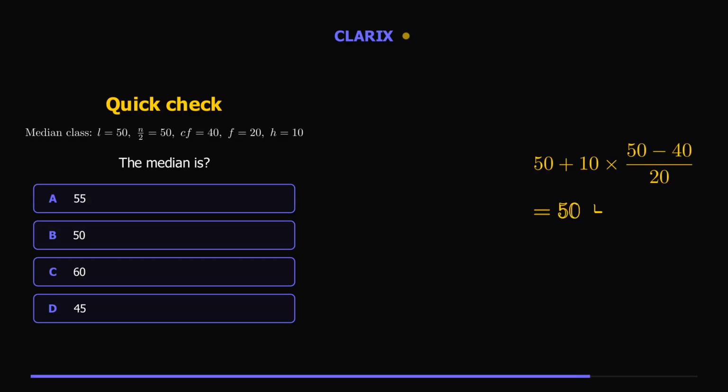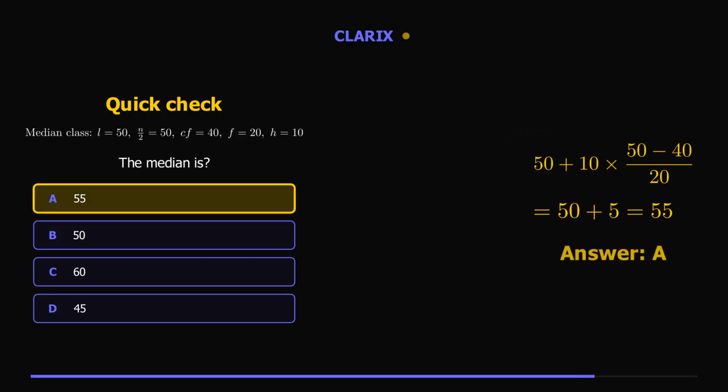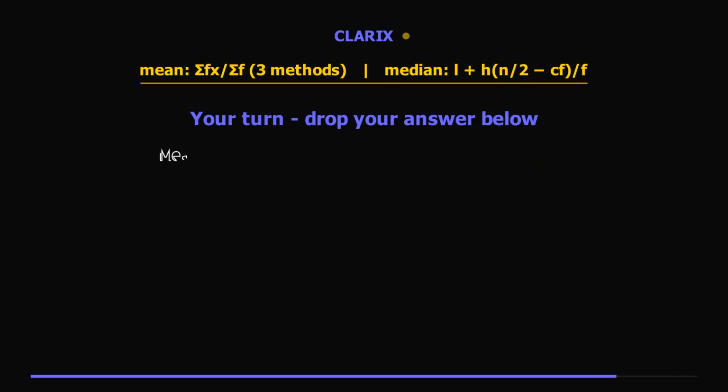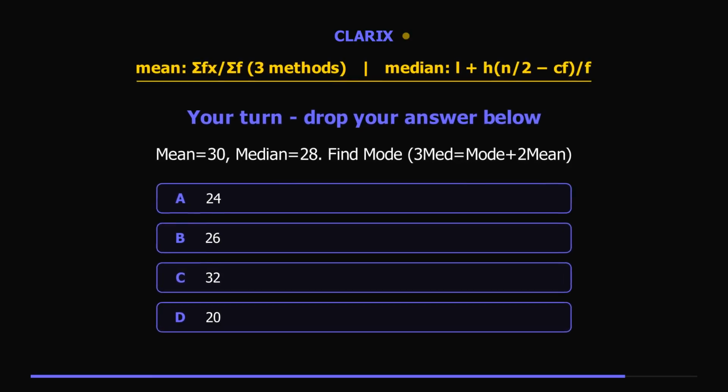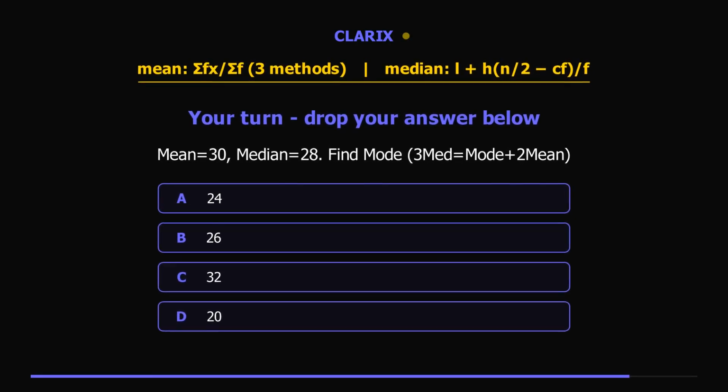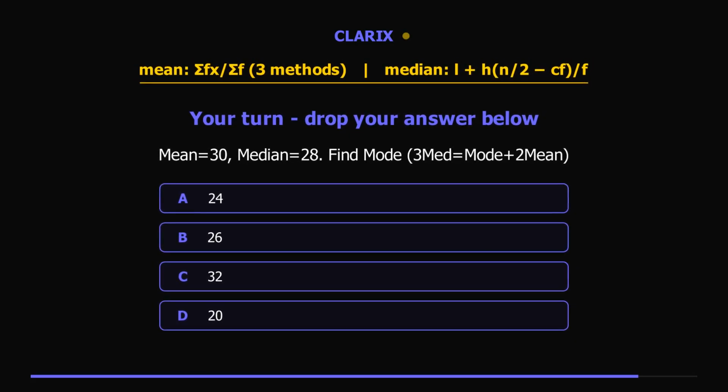Median equals L plus h times n over 2 minus CF over f. That's 50 plus 10 times 50 minus 40 over 20, 50 plus 10 times 10 over 20, 50 plus 5, which is 55. Option A. Lock it in. For the mean, use class marks in any of the 3 methods. They agree. For the median, build the cumulative frequency, find the median class at n over 2, and apply L plus h times n over 2 minus CF over f.